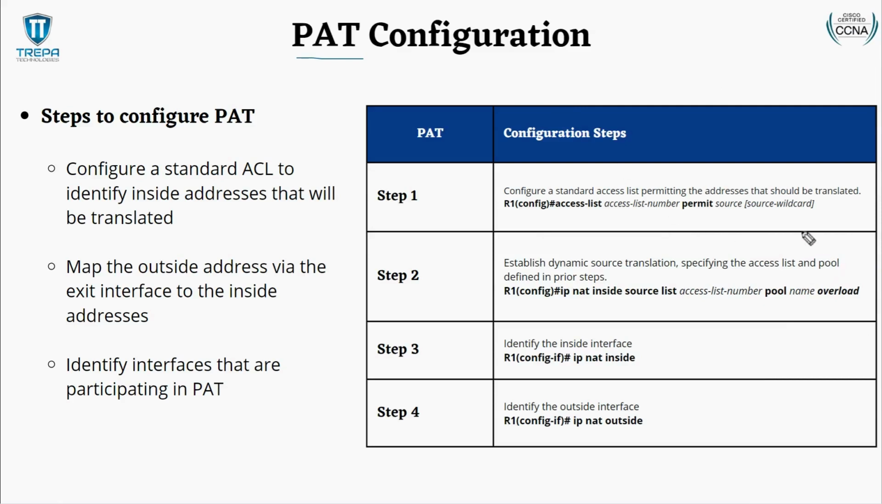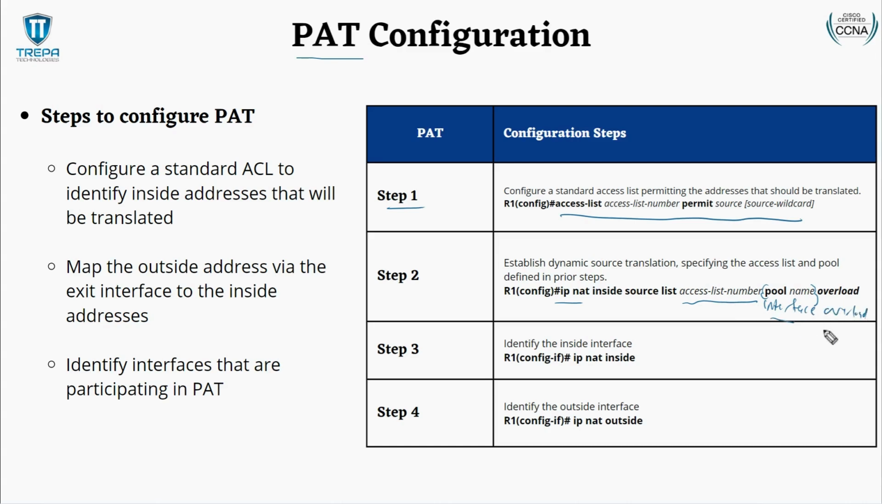So the steps to configure PAT are just like the dynamic NAT steps, except we don't have to define any pool. So step 1, of course, is going to be define our inside address. We're going to do that with an access list, just like we did previously. And then we have our actual NAT command again. This time you're just going to do source list and then access list number. And then this is optional, the pool name overload.